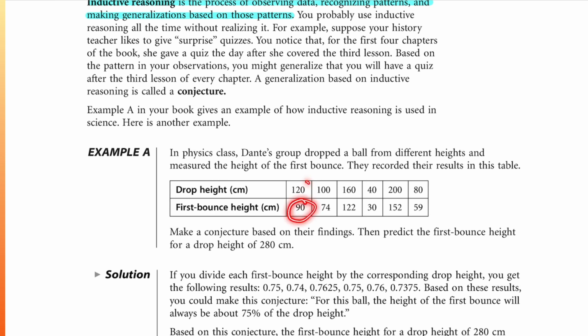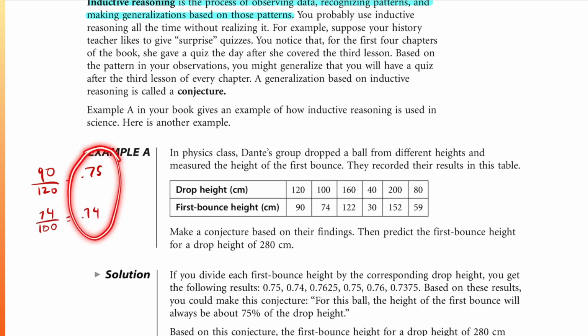So it looks like this is about, let's see, what is 90 over 120? So what we're looking for is what percent the ball bounces back. So 90 divided by 120 is 0.75. So 75%. It bounced back 75% of the original height. The next one, that one's pretty straightforward. It's 74 out of 100, which is 0.74. So all these are close to the same percent, 75%, 74%.